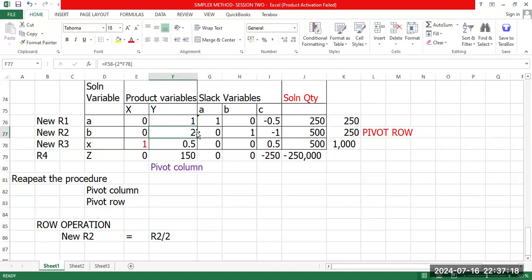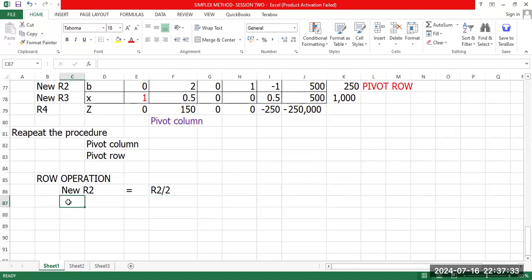If you had one here, this formula would not be necessary. Or you would just, for formality, say row 2 divided by 1. We always divide by the figure on the meeting point. Then we need new row 1. We need new row 3. We need new row 4.